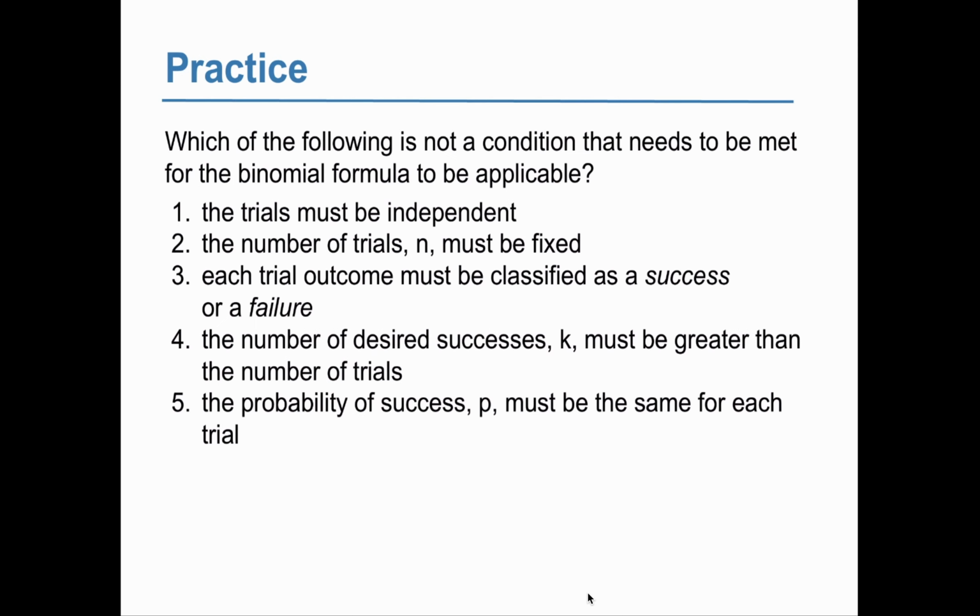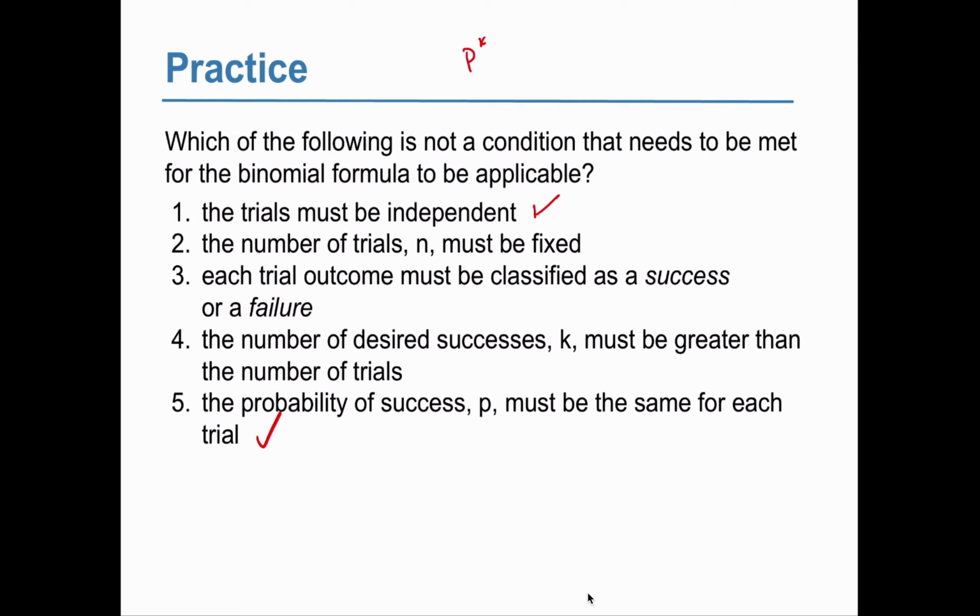Which of the following is not a condition that needs to be met for the binomial formula to be applicable? This one does. The trials must be independent, because if they're not independent, the probability changes, and you can't use the exponent, right? P to the k only works if all of the trials have the same probability p, which is also for number 5, right? We can't use the exponent if the probability of success is different.